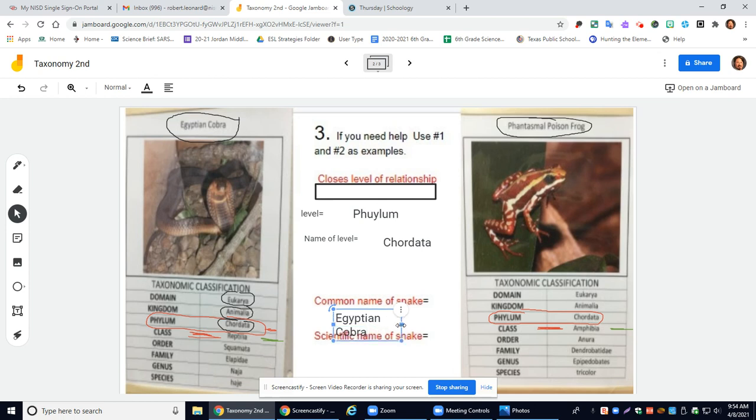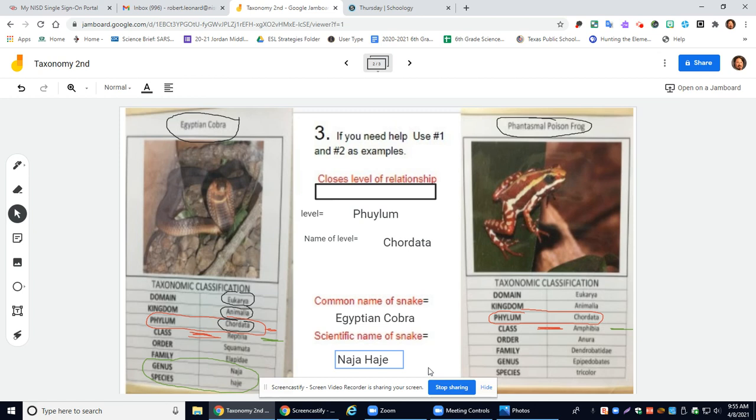The scientific name is down here. You always use the genus and the species. So the genus and the species is Naja haje. Okay? So common name, Egyptian cobra. Scientific name, Naja haje.